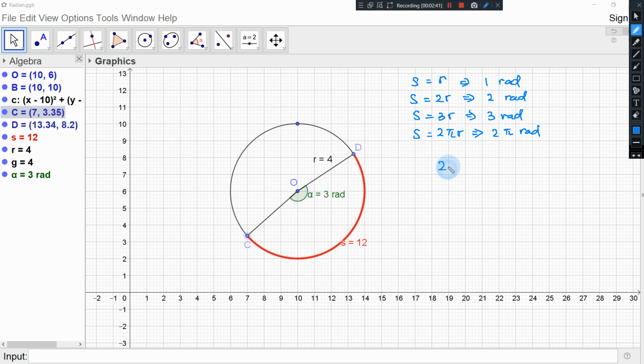So from here we know 2 pi radian is equal to 360 degrees. So if I divide both sides by 2, what will I get? I will get pi radian, and this will become 180 degree. Okay, so pi radian is equal to 180 degree. 2 pi radian is equal to 360 degree. So remember these two. Okay, now let's go back to my note.